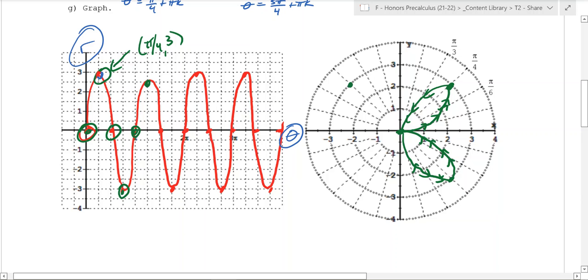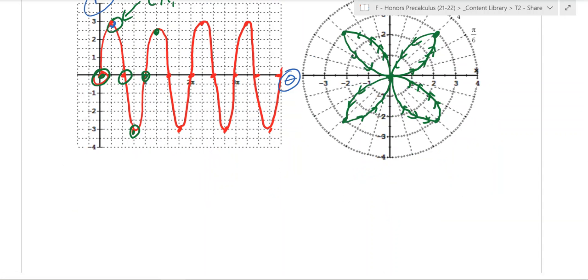Excuse me, 5 pi over 4 is actually right here. So it's going to go like this, and then like this, so there, then back up, and then it's going to go to here, and then back down. And then after this, it's going to repeat itself. So if you plot the points, that's the shape you end up with.